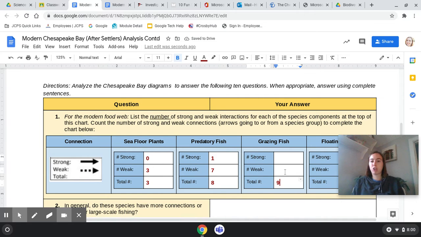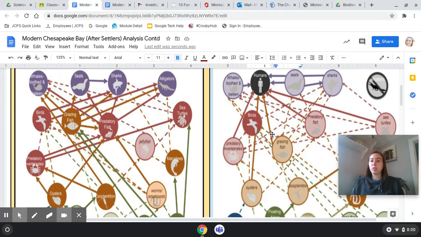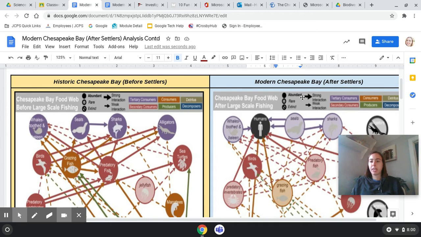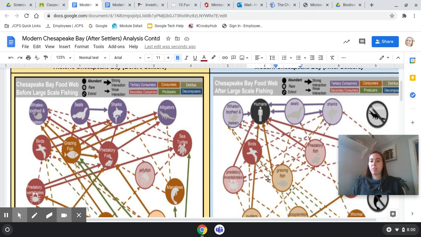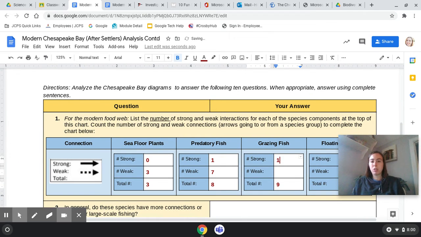Now we need to see how many were strong and how many were weak. When we scroll up to grazing fish, notice just like predatory fish, we have a lot of dotted line arrows, so a lot of weak interactions. The only strong interaction that I see is from grazing fish to humans. I know that's a strong interaction because it is a bold arrow, solid line. So we have 1 strong interaction, which leaves 8 weak interactions.